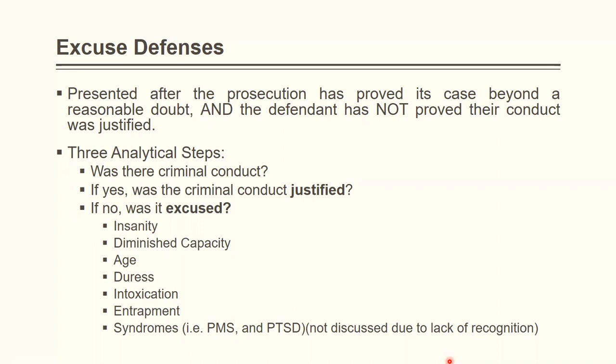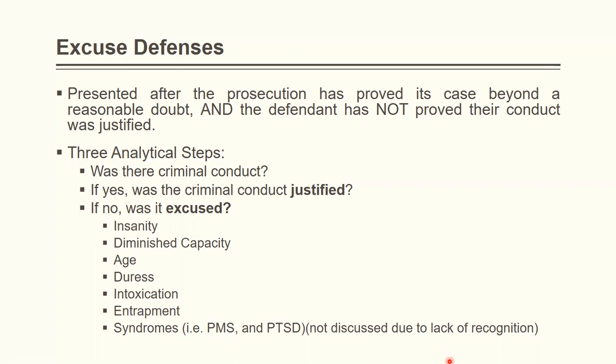And what we are going to look at today is insanity, diminished capacity, age, duress, intoxication, and entrapment. These are all excuse defenses, where you say, yes, I committed the crime, and what I did was wrong under the circumstances, but also under the circumstances, I could not control my actions. That's where excuse comes into play.